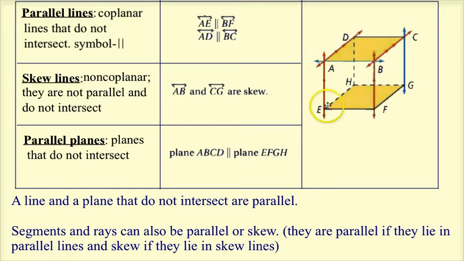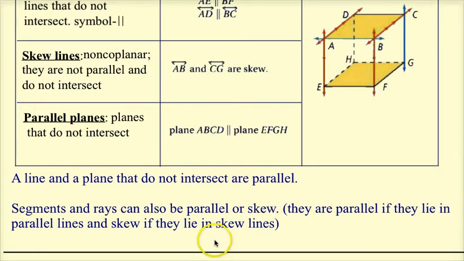And we're saying line, but it can also just be a line segment or a ray. Segments and rays can also be parallel or skew. They're parallel if they lie in parallel lines, and they're skew if they lie in skew lines.